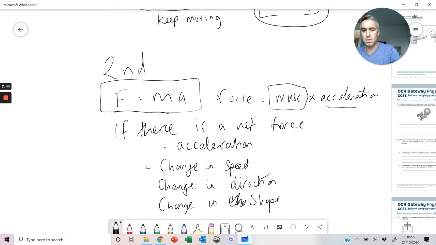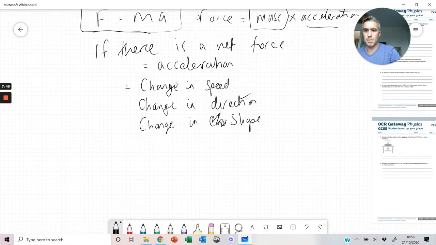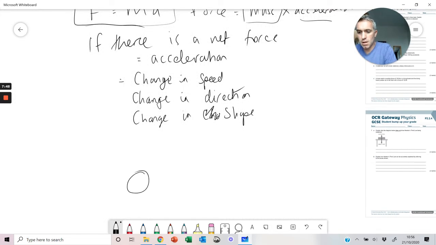So let's look at our cyclist again. Should have just copied him. Let's see if I can do a better one this time. Cyclist. He's on his bike. His pedals.